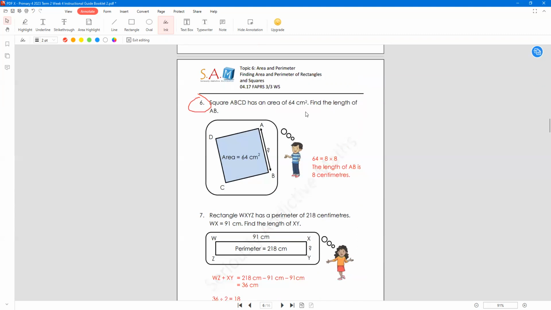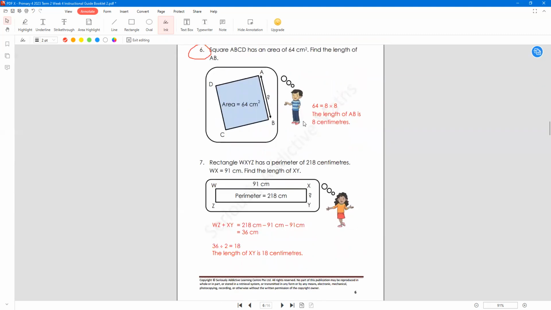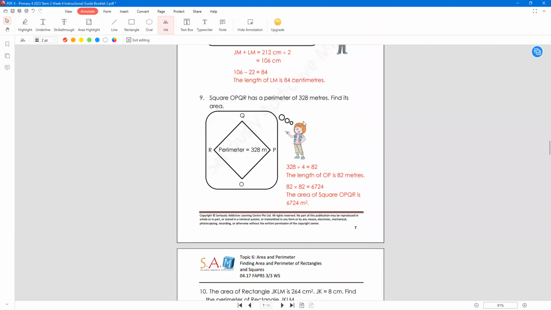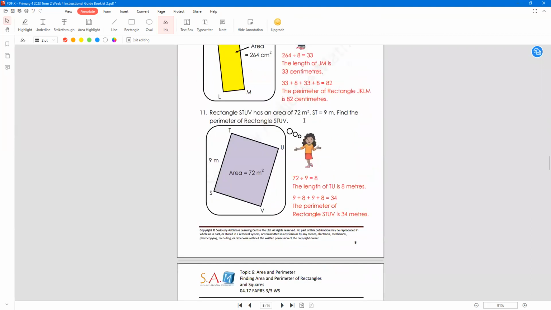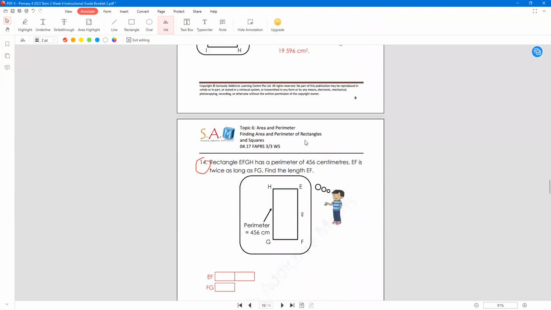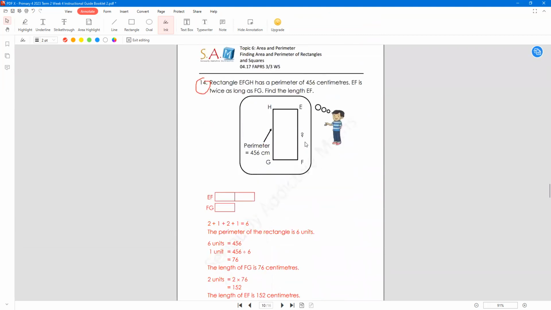1 times 1 equals 1. 2 times 2 equals 4. 3 times 3 equals 9. Go on, instead of just trying to rack their brains to answer this question. Okay. And then we move on to do question 14.